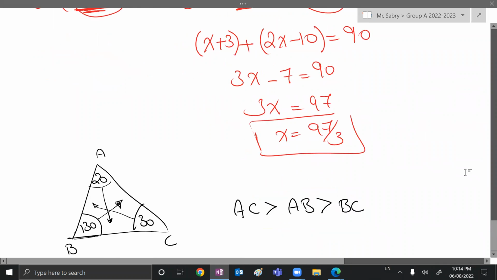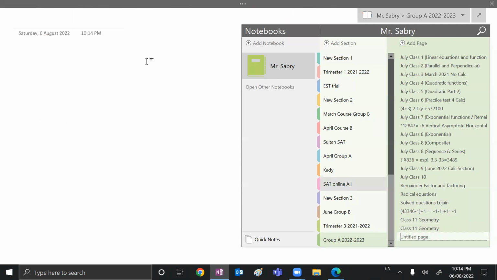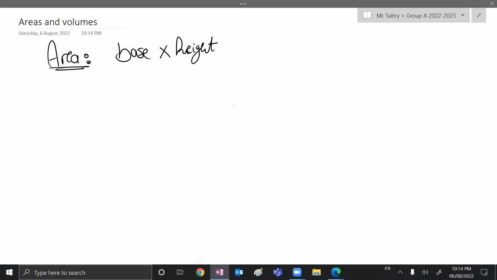Moving on from all of these to areas and volumes. The following rules apply on any shape whatsoever, and we start with the areas. The area of any shape in the world is basically base times height. When we're talking area, we're talking about things that are 2D, like a square or circle or triangle. An area is the space that this thing is taking on a sheet.